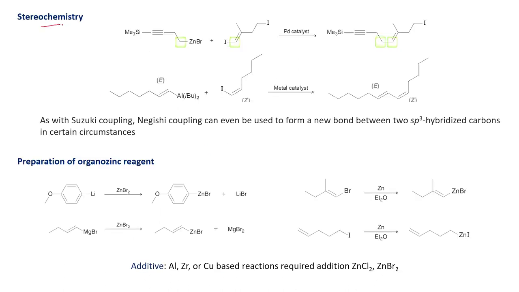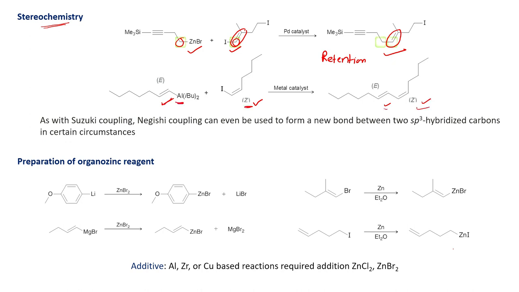Regarding stereochemistry, you can see your organozinc compound reacting with the organoelectrophile. So this carbon will make a bond with this part, okay, and your product will form. You can see here your product has the same configuration as the reactant. So there is retention of configuration. Also you can see your reactant has E and Z. Accordingly your product will have the same configuration, E and Z.